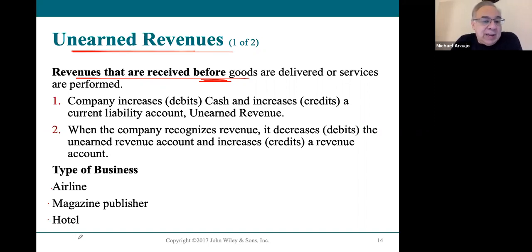They earn it when, in the case of an airline, right, the plane takes off, or the magazines are delivered, or the night of the hotel stay is upon us, and that's when they earn their unearned revenues.